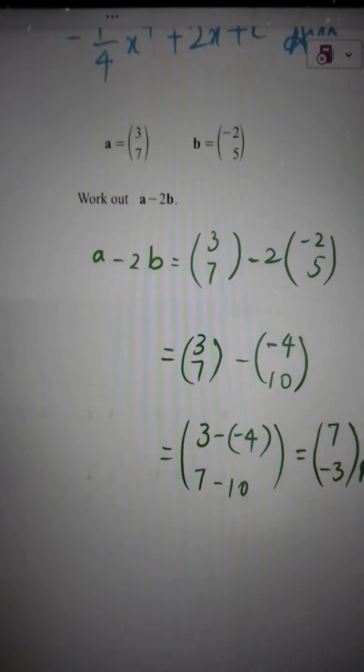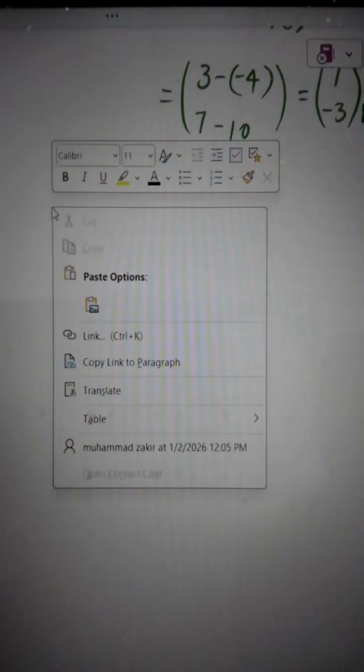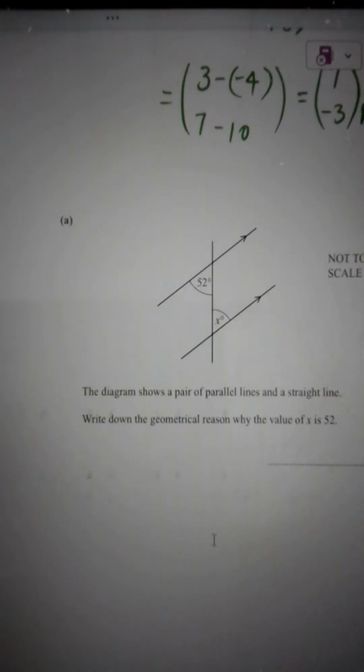So let us discuss that question. It is related to angles, angles related to parallel lines. When parallel lines are intersected by a transversal, another line, they create alternate angles, corresponding angles, interior angles, and vertically opposite angles. So such angles form. This is the next question.